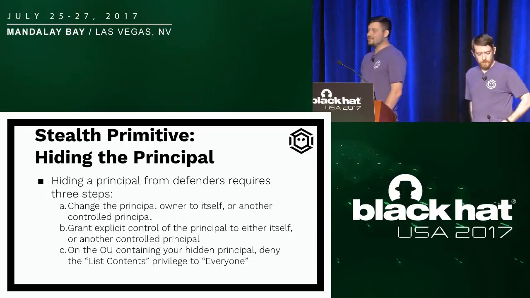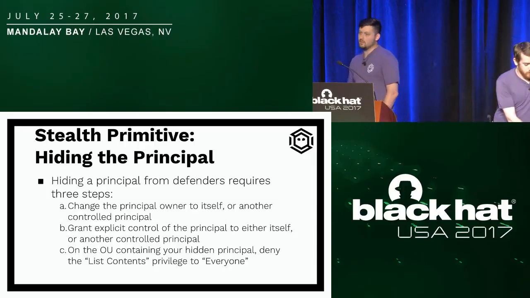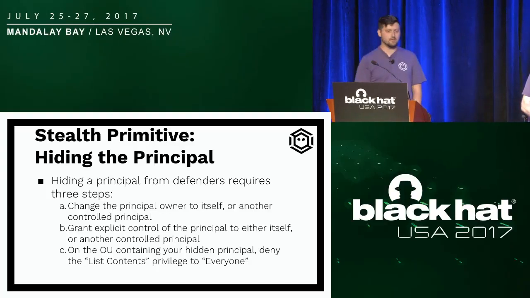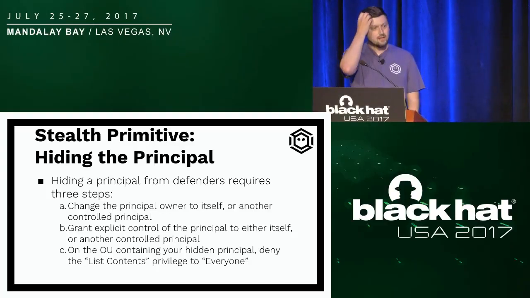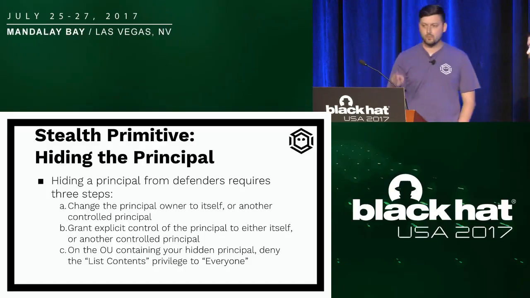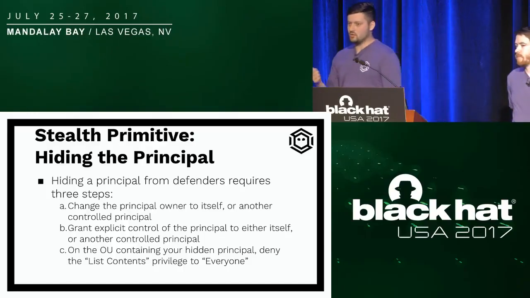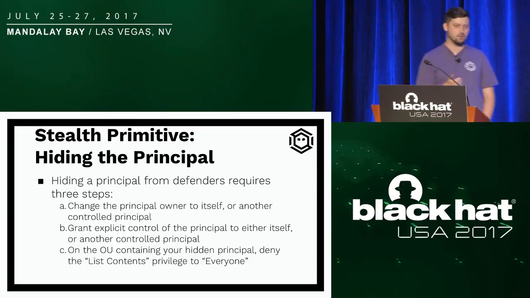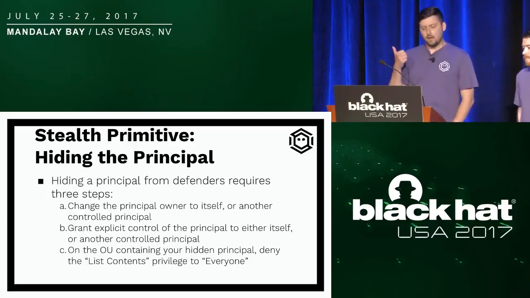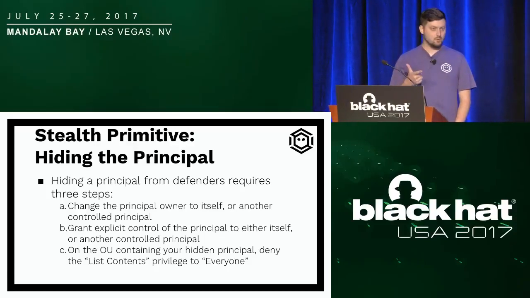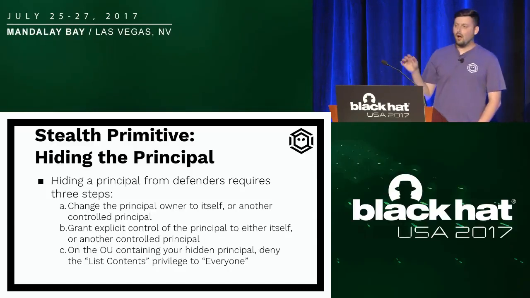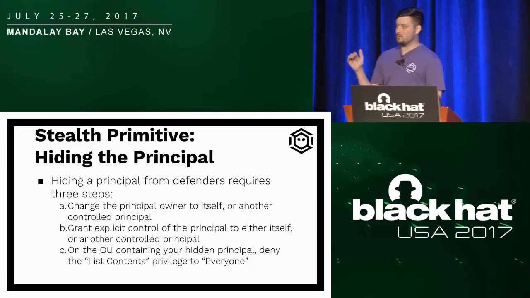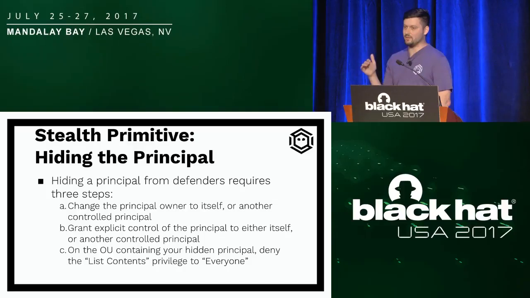What I can also do is hide the existence of a principal. This can be any principal, any object in Active Directory. I can hide the fact that it actually exists. This is a little more complicated, but it's basically 3 steps. The first is to change the object owner to some other principal, either itself or a principal that we have control of or can gain control of. Then grant explicit control of the principal to itself or some other control principal. Then on the OU that contains this principal, we're going to deny everyone the list contents privilege.